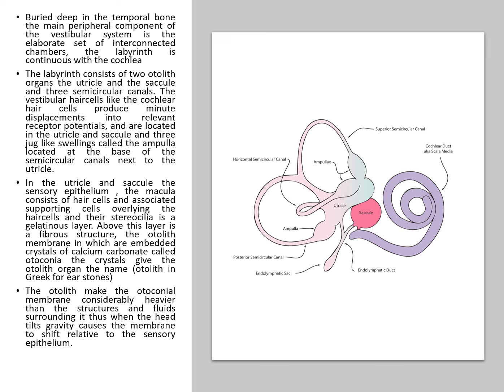Above this layer is a fibrous structure, the otolithic membrane, in which are embedded crystals of calcium carbonate called otoconia, the crystals that give the otolith organ its name. Otolith is Greek for ear stones. The otoconia make the otolithic membrane considerably heavier than the structures and fluids surrounding it. Thus, when the head tilts, gravity causes the membrane to shift relative to the sensory epithelium.